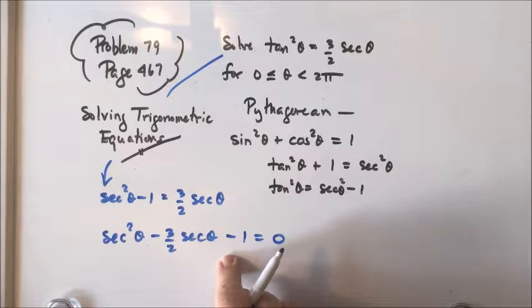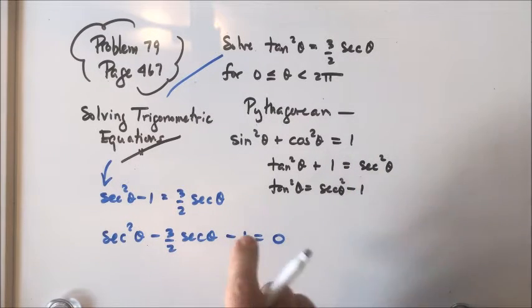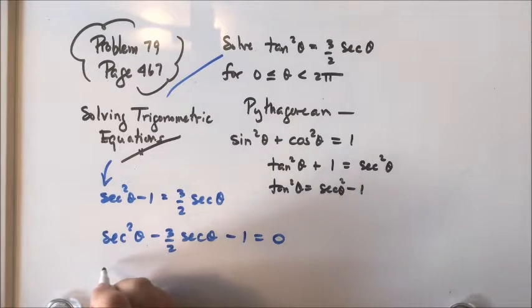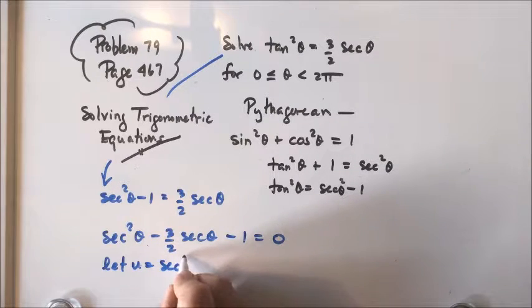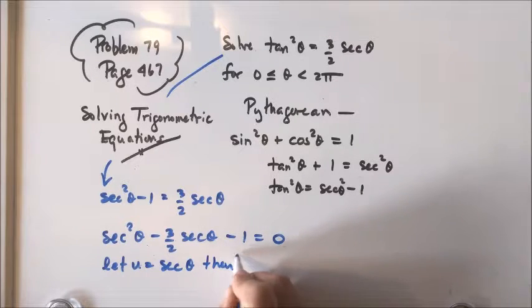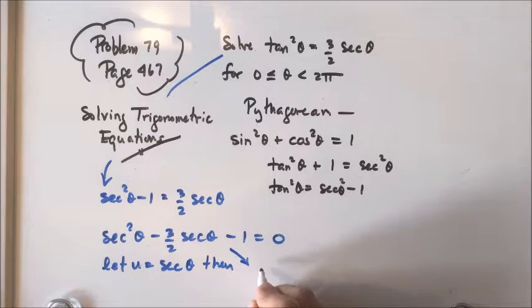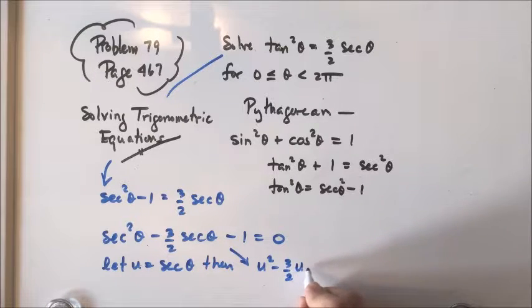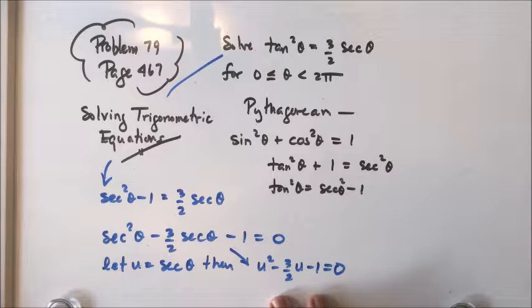This equation becomes this equation. And if you would rather, let's just say, let u be equal to secant theta, then this equation becomes u squared minus 3/2 u minus 1 equals 0. And come on, it's a quadratic equation. We can solve that in a heartbeat.